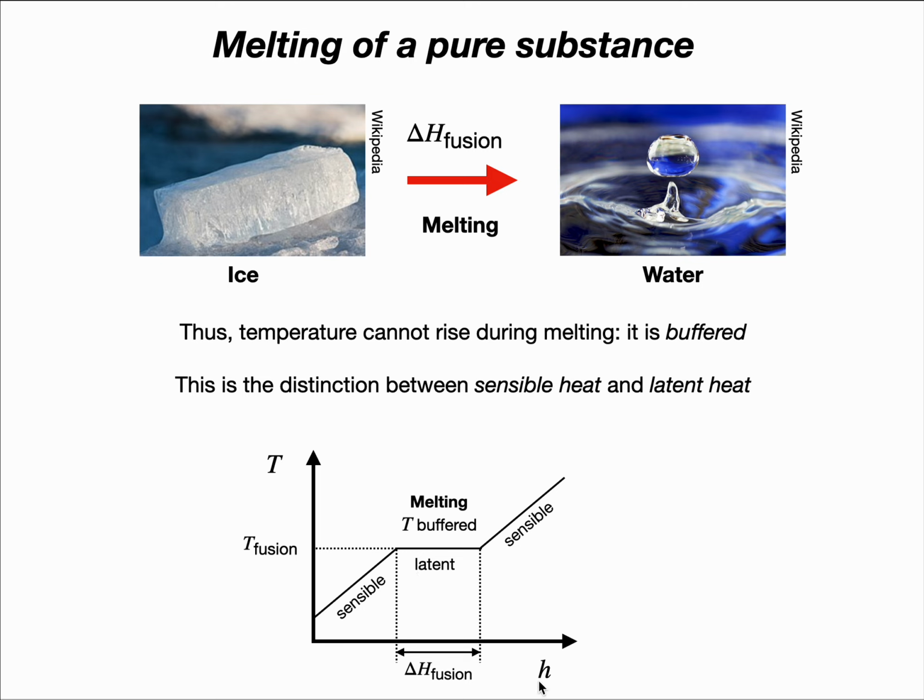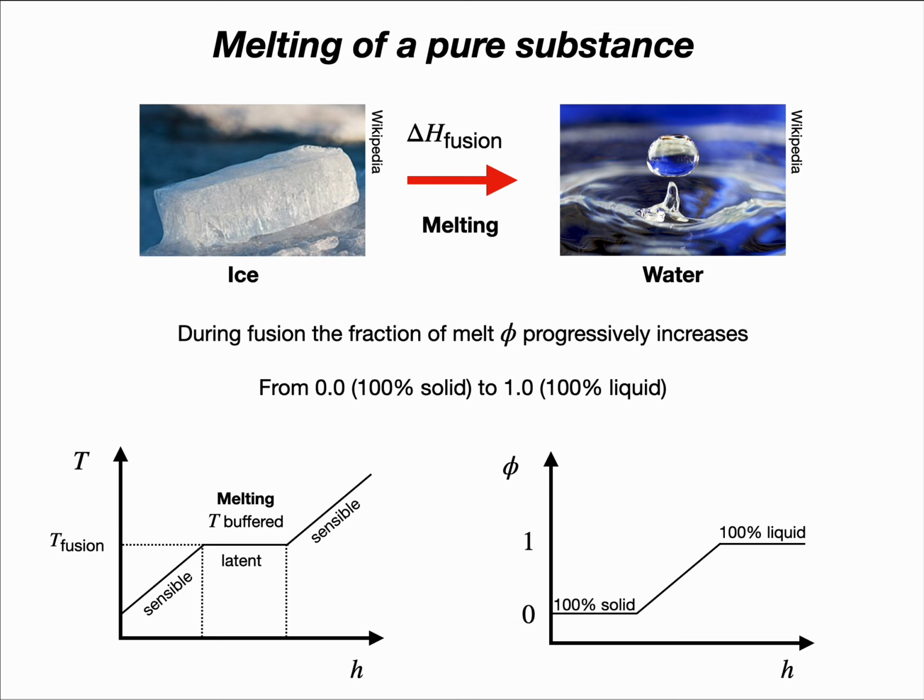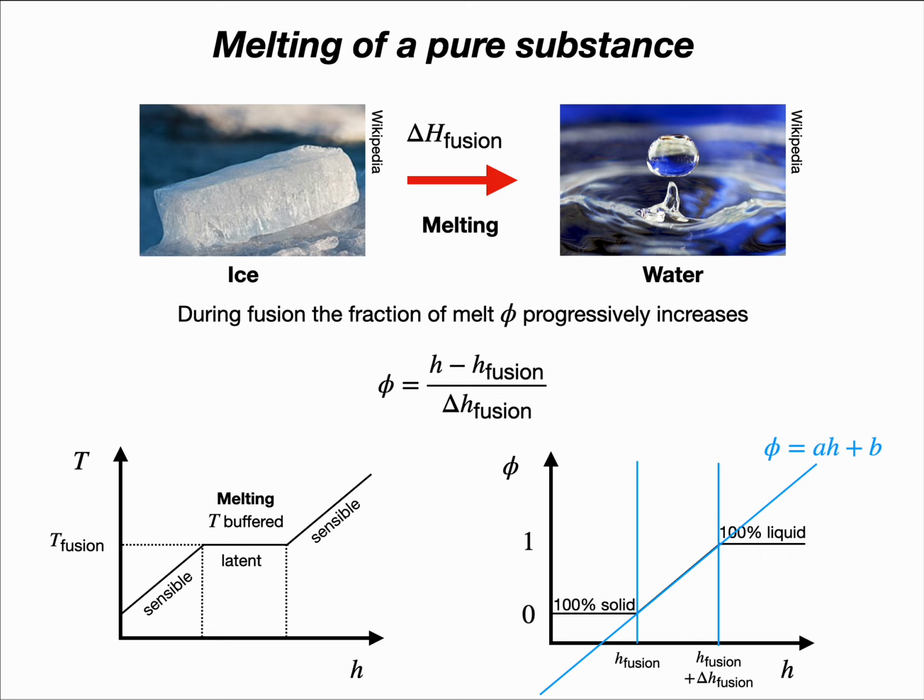So on this diagram here you have H, and here you have the enthalpy that corresponds to the start of fusion, and here is the enthalpy of the end of fusion. The difference between these two enthalpies is the delta H, delta enthalpy of fusion. So what happens during fusion? In fact, the fraction of melt, phi, progressively increases from 0, 100% solid, to 1, 100% liquid. So 0 will be the solid, 1 will be the liquid.